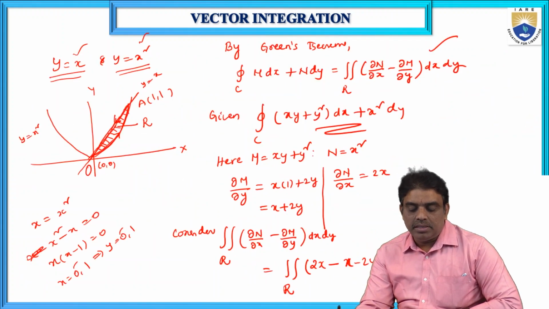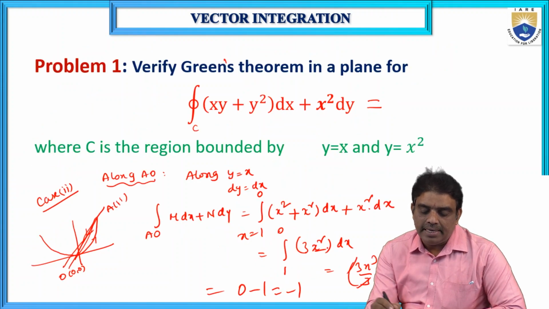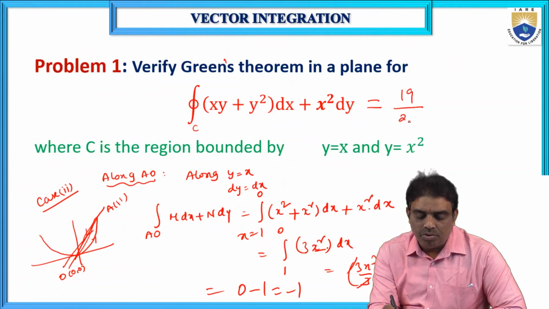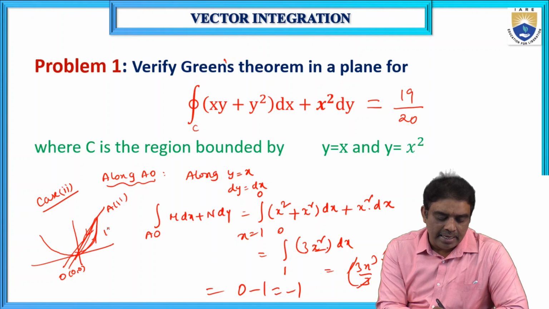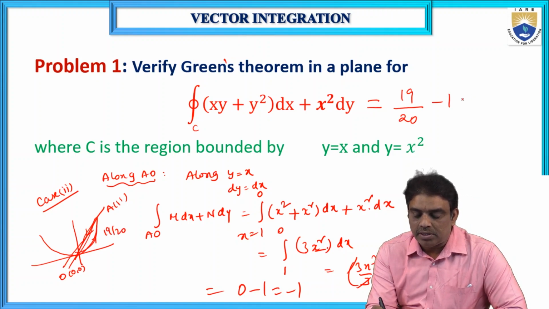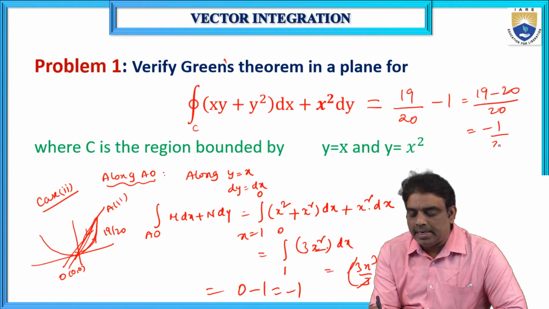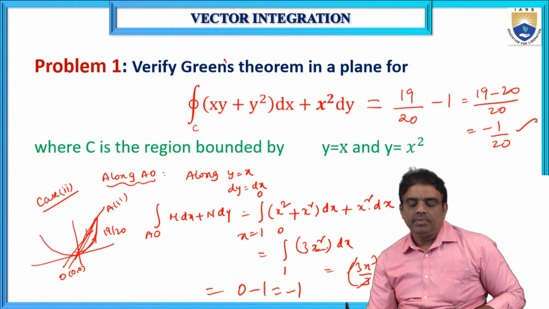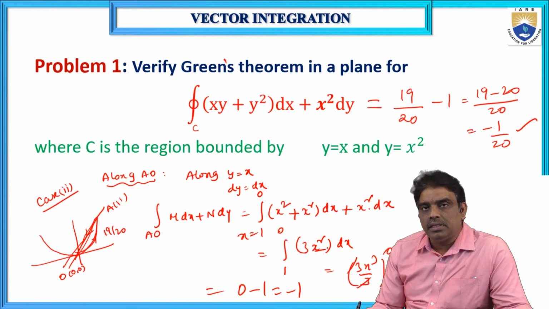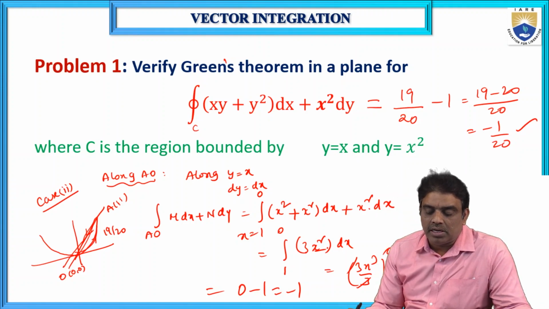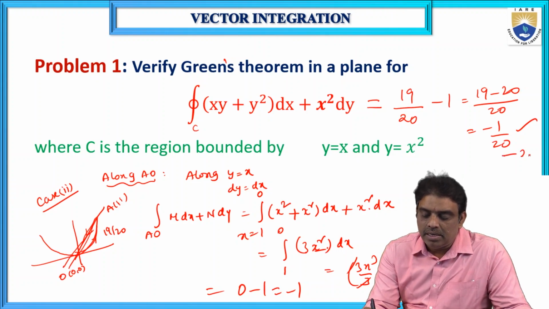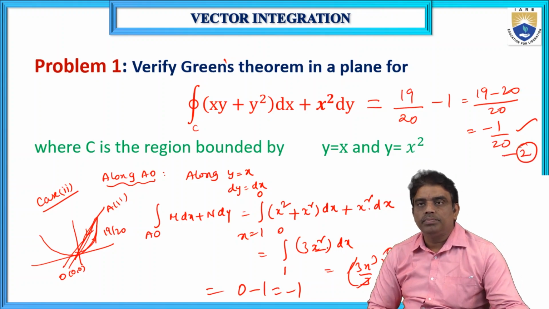19 by 20. This is the first value, 19 by 20 along OA. And along AO this value is equal to minus 1. So this is 19 minus 20 by 20, that is minus 1 by 20. Second value. Second value means LHS, that is the line integral along the closed curve C is minus 1 by 20. Call this equation number 2.